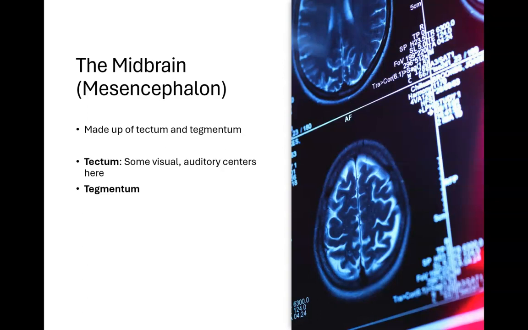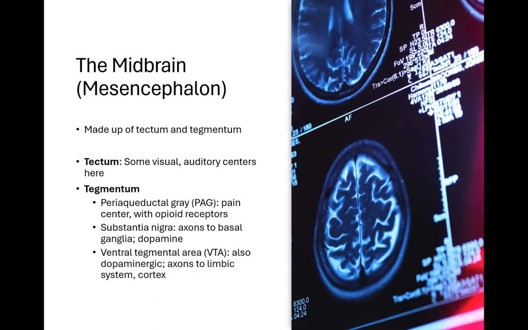Moving on up to the midbrain. The midbrain is made up of the tectum and the tegmentum. The tectum, we're not really going to talk about as much. The tectum has some visual and some auditory centers here, but they're not really important for this class. On the other hand, the tegmentum has a few different areas that are going to be critical when we talk about different types of neurotransmitters and different types of drugs.